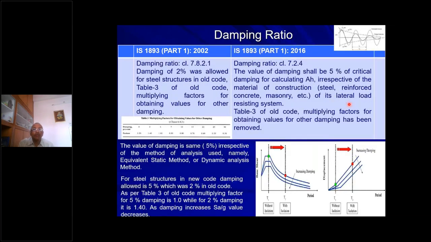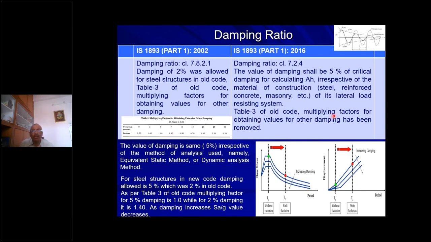Now another change in the code of practice is with respect to the damping ratio. Actually, in the earlier code, damping of 2% was allowed for steel structures and 5% for concrete structures. But now in the new code of practice, irrespective of the construction material, whether it is steel, RC or masonry, the damping has been changed. A common, uniform 5% has been taken. Similarly, in the earlier code there was a table, Table 3, that gave the multiplying factors for other damping ratios, like 2% and 7%, that is, what factor needs to be considered.